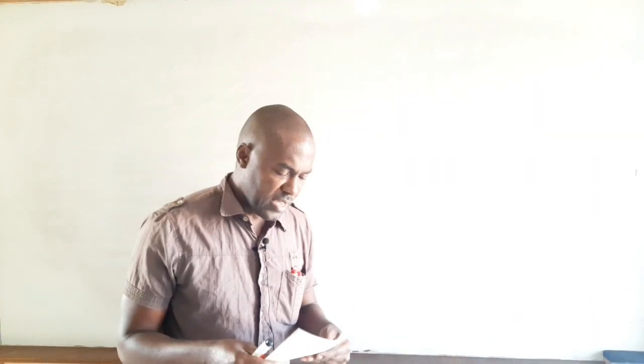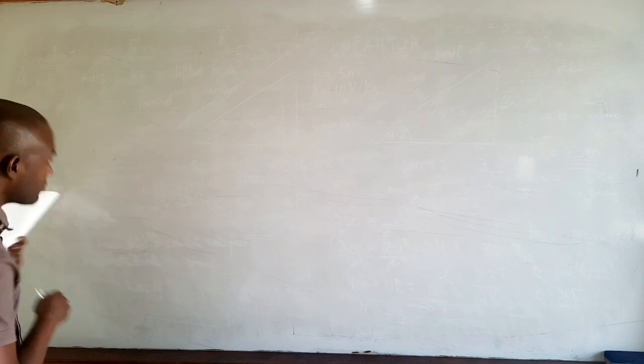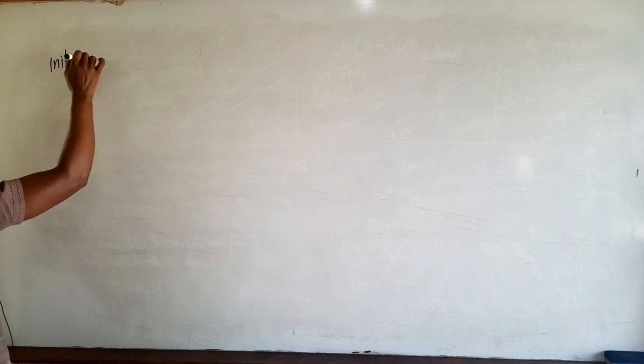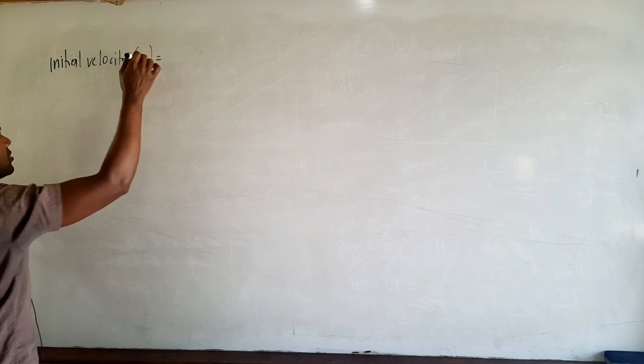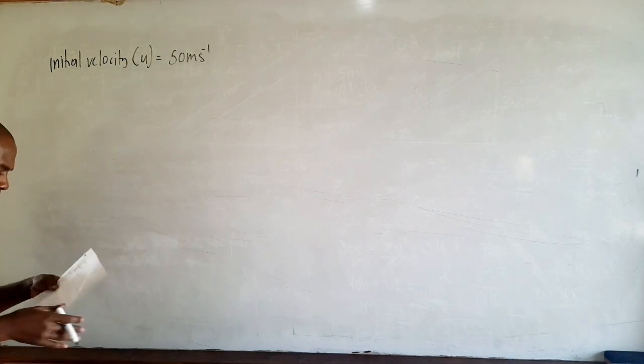So what we will do is to read the question again and to write down the information that we have. So the first part of the question says, an aircraft has a landing velocity of 50 meters per second. This, of course, is our initial velocity. So therefore, our initial velocity, U, is equal to 50 meters per second, right?